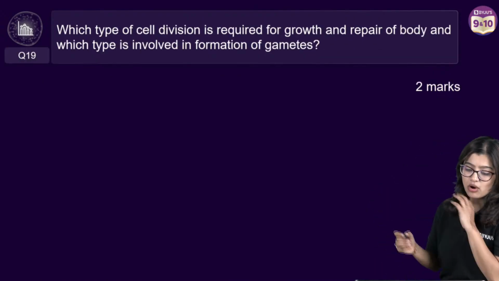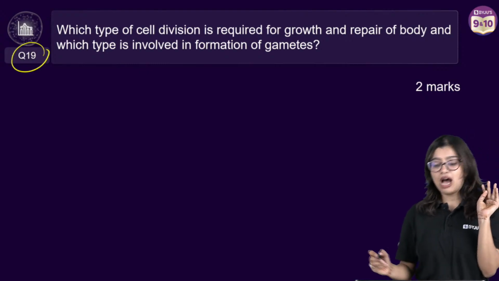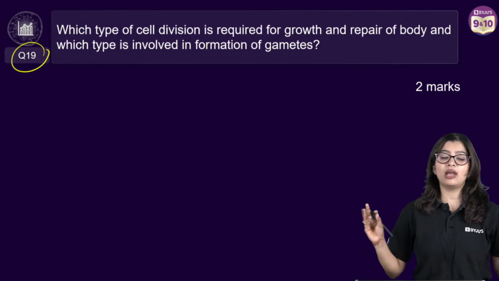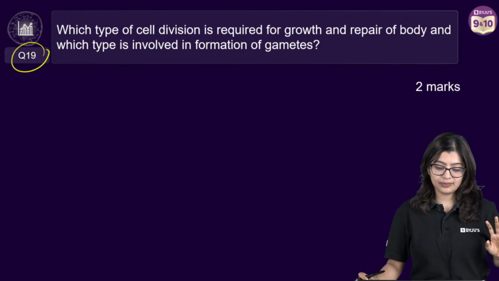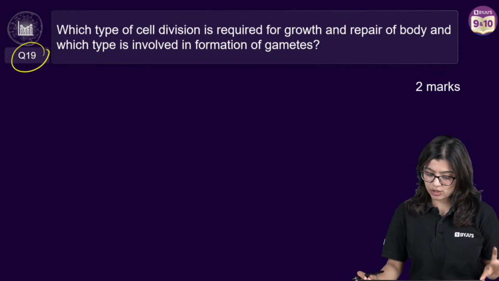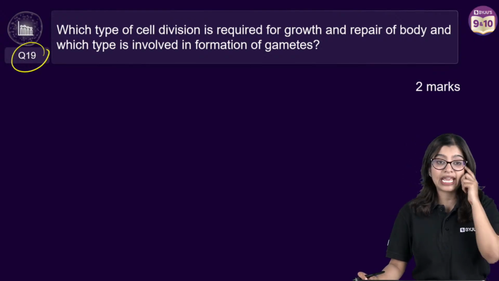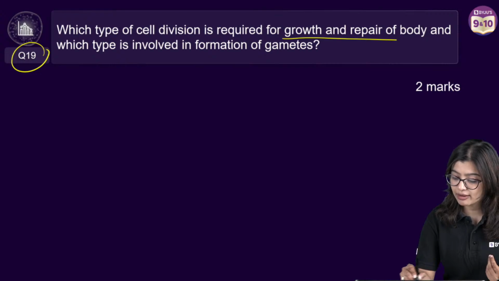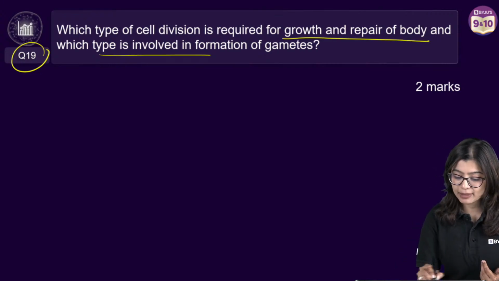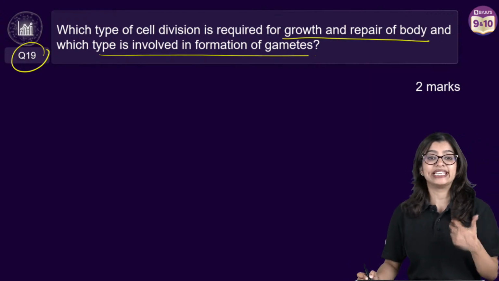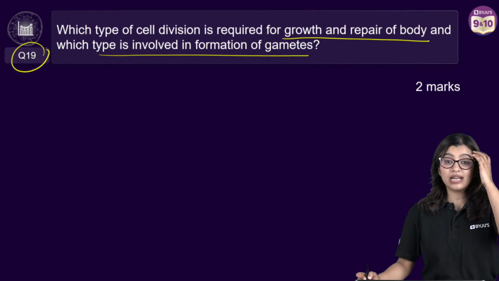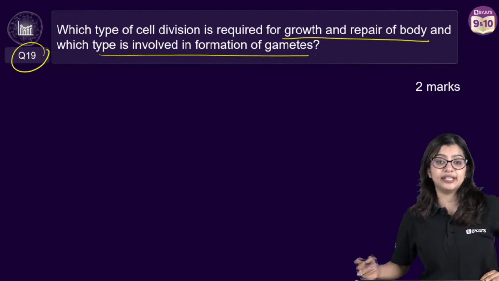Okay. Now going on to question number 19. Now very quickly, how many of us have a problem with mitosis and meiosis? Because this question is based on that. Which type of cell division is required for growth and repair of the body, and which type is involved in formation of gametes, right? So this is a question based on cell division.